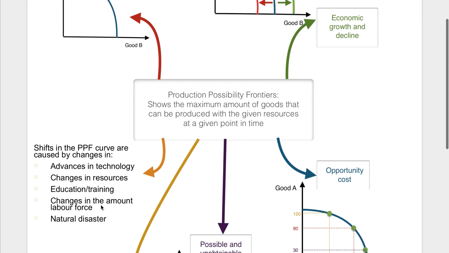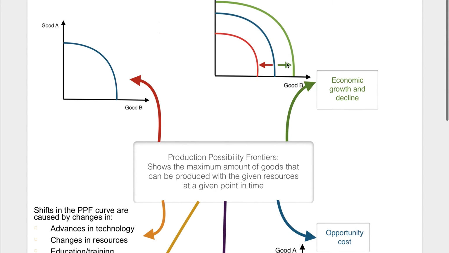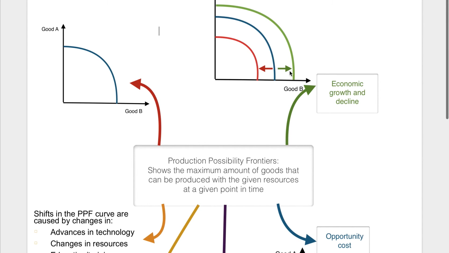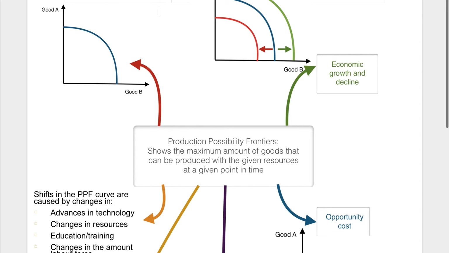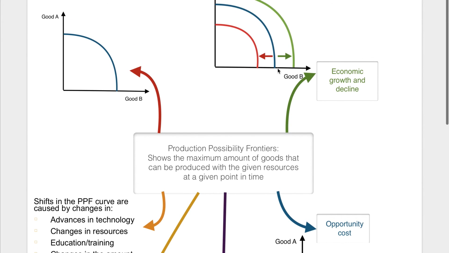And also changes in the amount of the labour workforce. Now the UK has got an ageing population, which means that we expect our PPF to contract slightly because the amount of economically active people is going to go down. However, we've got lots of migrants coming into the country to help extend our PPF, or at least maintain our PPF, so that we can produce these goods. So changes in the amount of the labour workforce also affect the shape of the PPF.